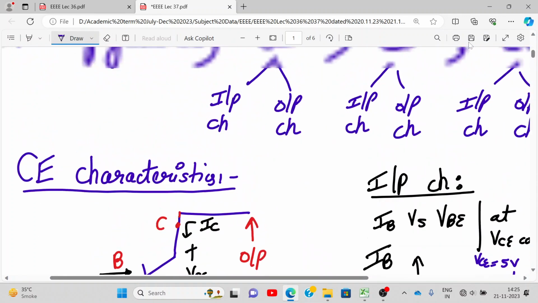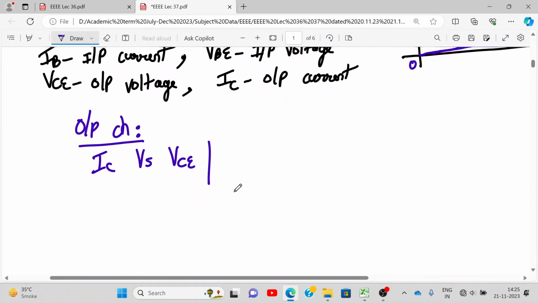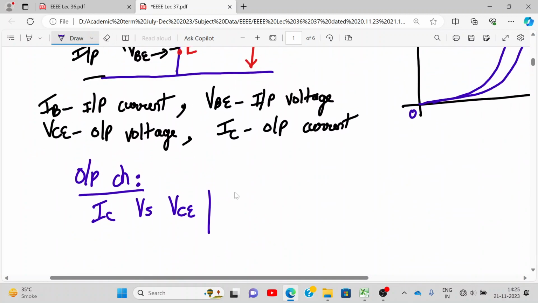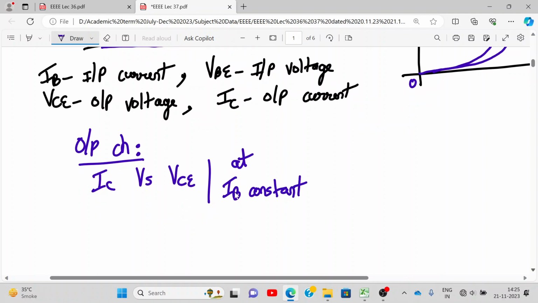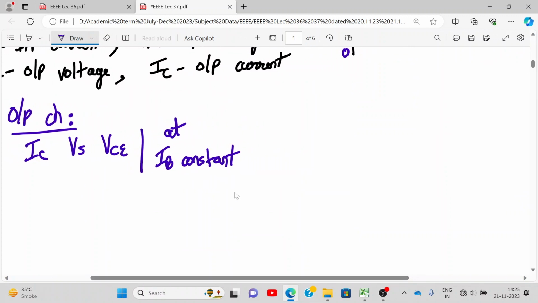See, we have written a definition. At output, input current constant. So what is my input current? IB. So at IB constant. And now I will plot the characteristics. IC versus VC at constant IB. So this is how the characteristics look like.